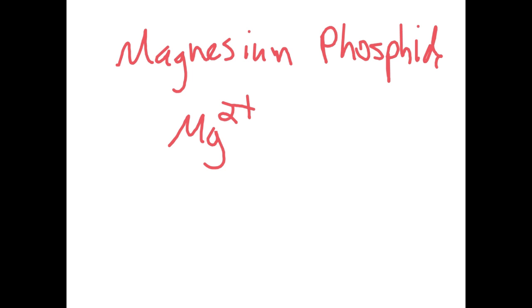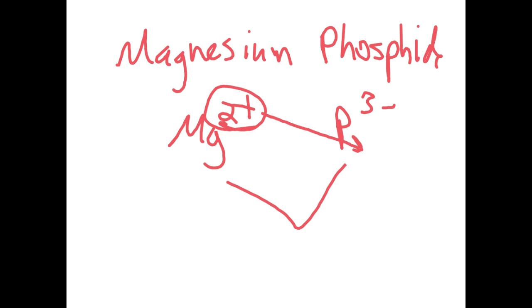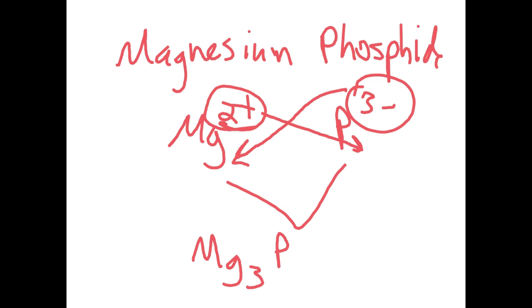Phosphide. Good. What is the chemical formula? Now, remember, just switch the charges to subscripts. If I have Mg2+, that means I need how many phosphorus? If I have phosphorus 3-, I need 3 magnesiums. Mg3P2. Just switch the charges. That's it. Now I know the chemical formula for magnesium phosphide.